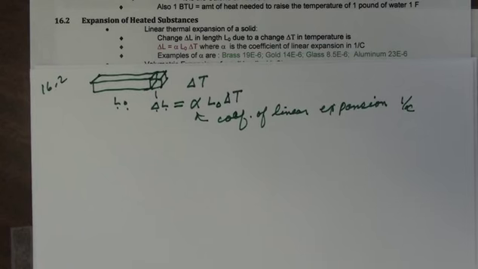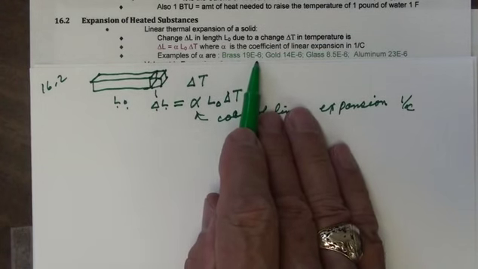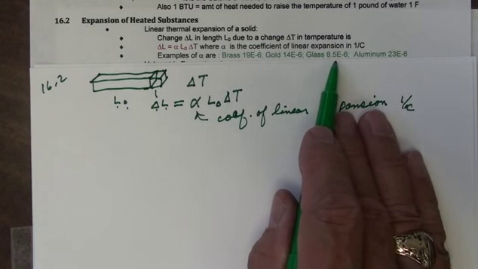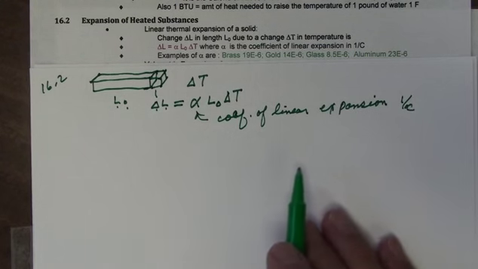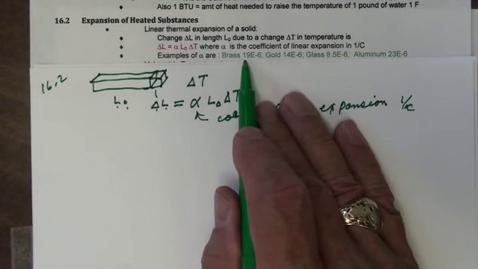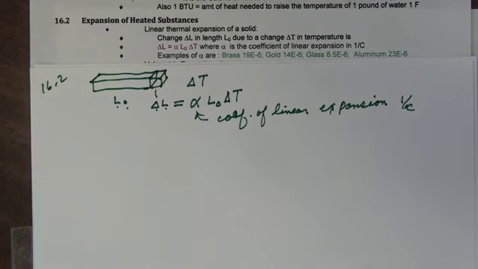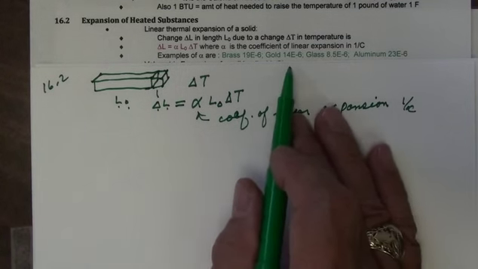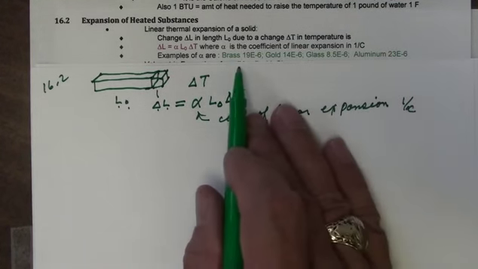And we can look at some examples of coefficients of linear expansion. Brass is about 19 e to the minus 6. Gold is 14 e to the minus 6. Glass is 8.5 e to the minus 6. And aluminum is 23 e to the minus 6. In order to have common minus 6 units here, I did not put the decimal point right after the first significant digit. But you can easily adjust that. And so you can see what other substances might be. You'll notice that the metals expand more than glass, brass more than gold, and aluminum even more than brass.